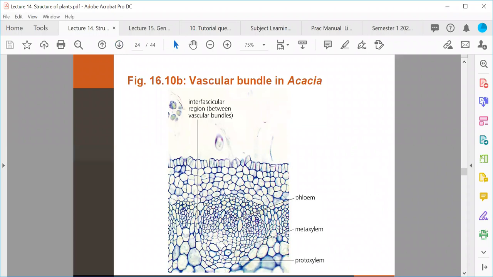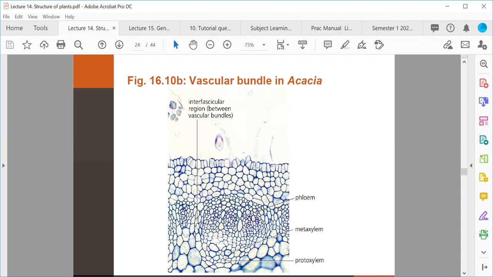So once again, we have a vascular bundle. And this time the cells are not as well differentiated because of the way that it's been stained. But here we have the earlier protoxylem and then the larger thick-walled metaxylem cells. And you can clearly see how thick those cell walls are there compared to the early formed xylem. And then, of course, the phloem here.